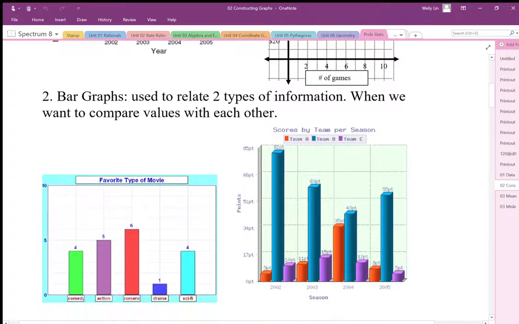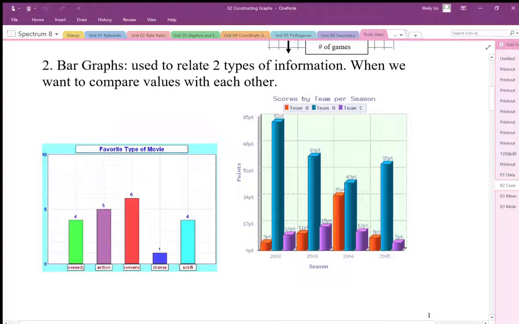The other type of graphs that we use are bar graphs or histograms. So we want to compare some values to each other. These bar graphs are very useful because we can see different categories here. Here we can have multiple bar graphs for different categories. So we have team A, B, C. We have different years going on. So we can compare team A to team A to team A. We can compare team B to team B, etc.